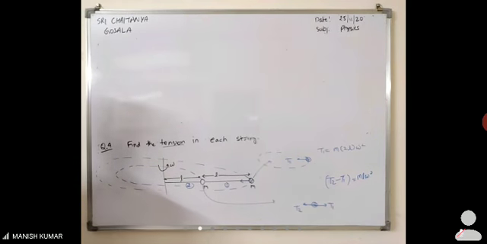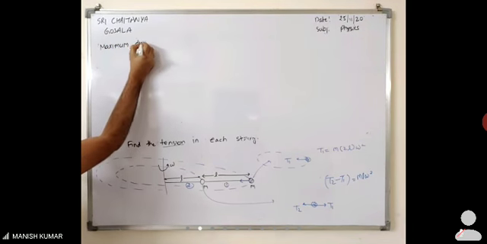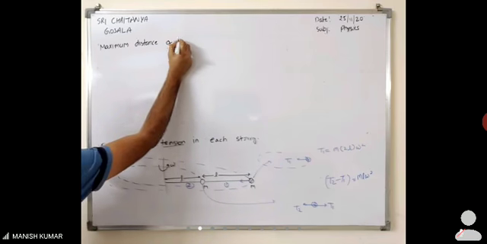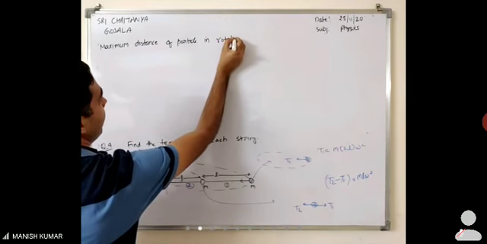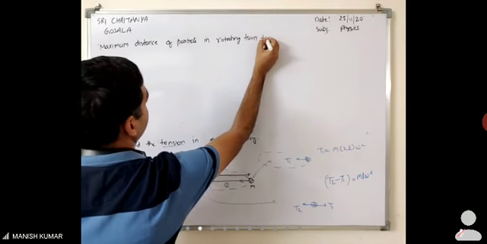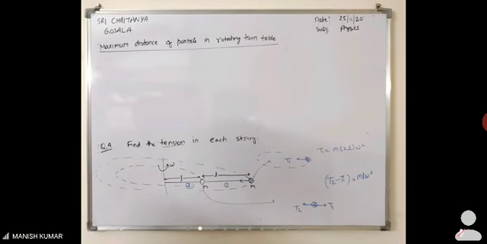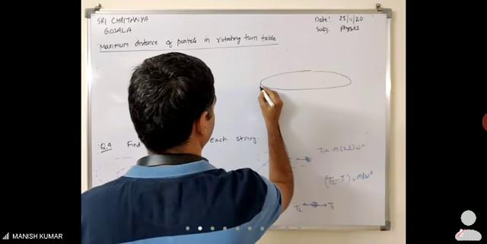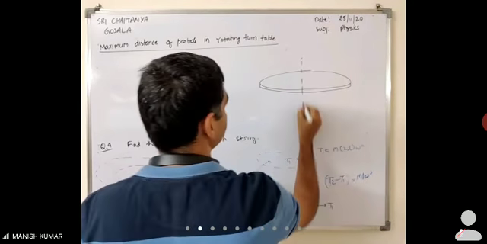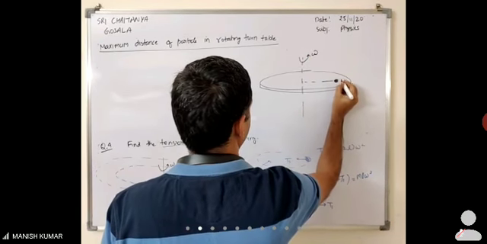Before taking the next question, let's take some more cases. Maximum distance of a particle in a rotating turntable. Let's say there is a turntable, that is, a table which is rotating with angular velocity omega, and there is a particle placed here.